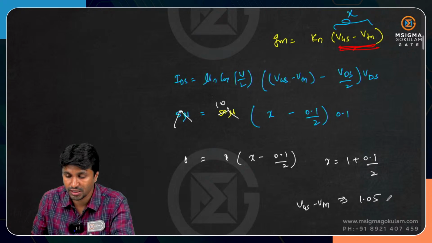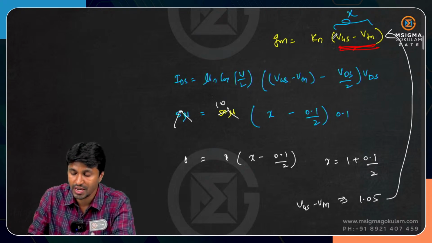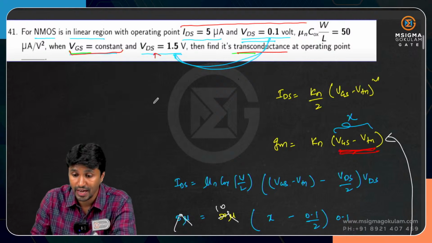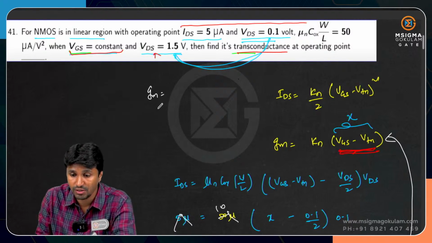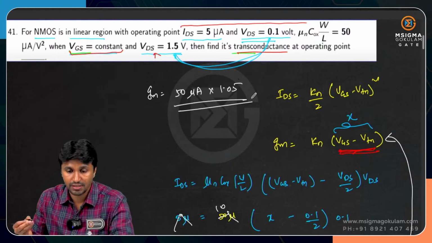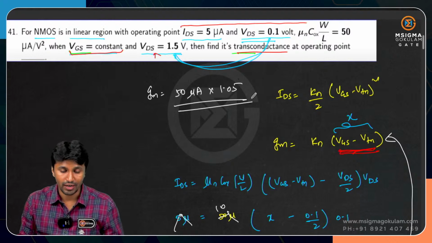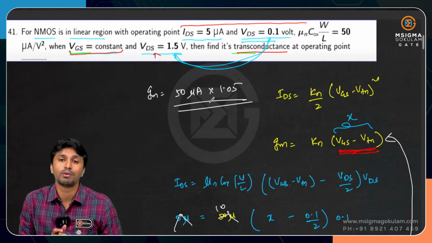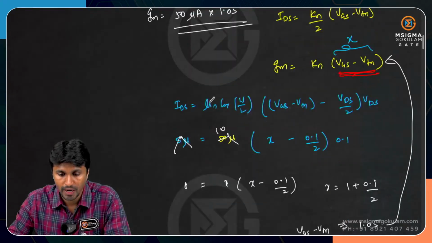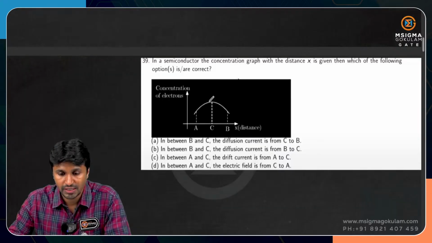So take this value and substitute into this equation. Kn is already given to you, right? gm is equal to Kn, which is nothing but 50 micro, into 1.05 is your answer. So take out your calculator and find out this value. This will be the answer. So this is how you solve this particular problem. Now let us move on to the next problem.